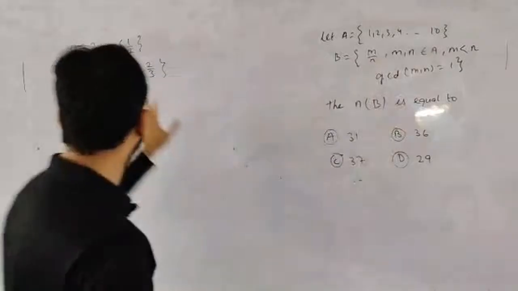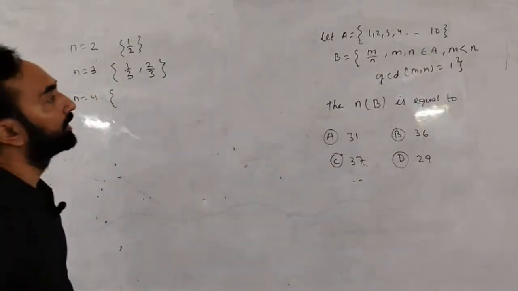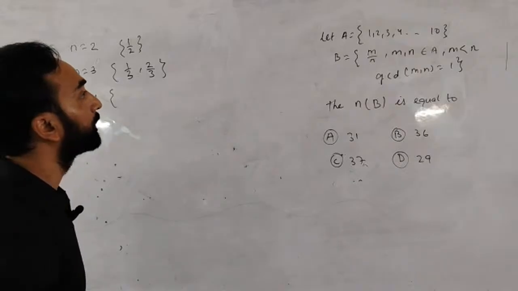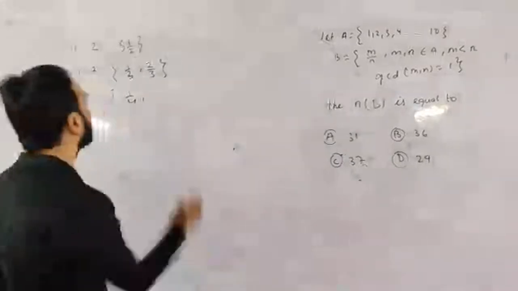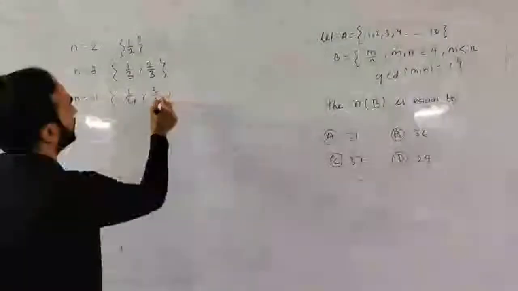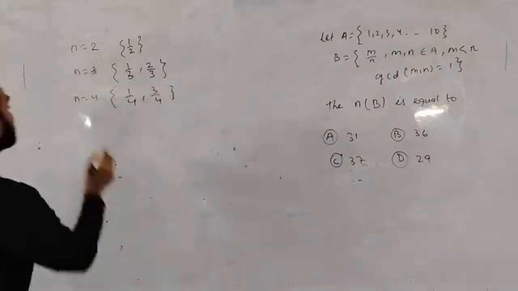Then for n equal to 4, I can write 1 upon 4. 2 upon 4 obviously we cannot write, but 3 upon 4 we can, and 4 upon 4 is also not possible, right? So this is n equal to 4.